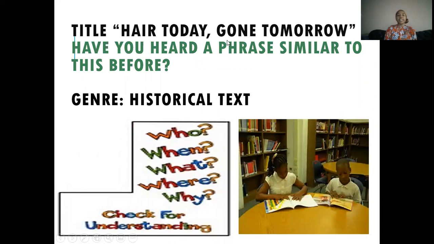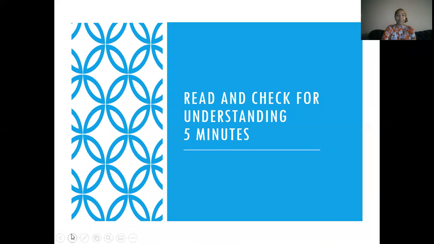The title of our text is Here Today, Gone Tomorrow. Have you heard a phrase similar to this before? I'm sure you have. What that means is sometimes things are one way one day and the next they change. Answering the questions who, when, what, where, and why will help you summarize. Let's read and check for understanding.